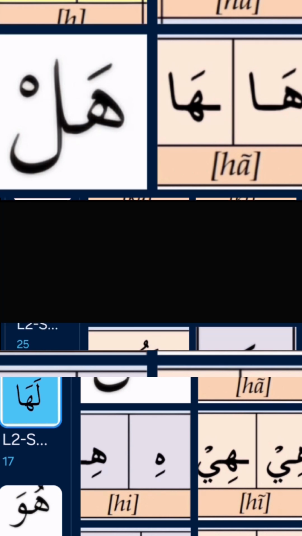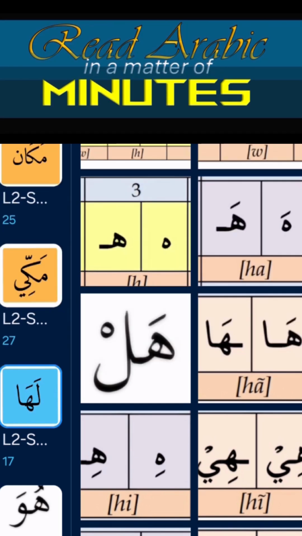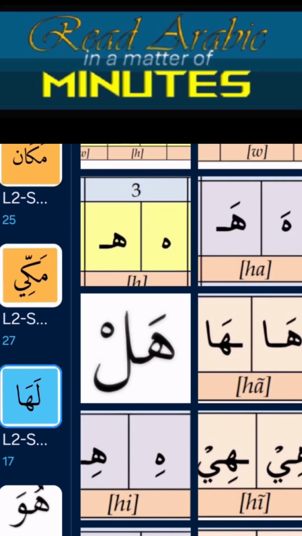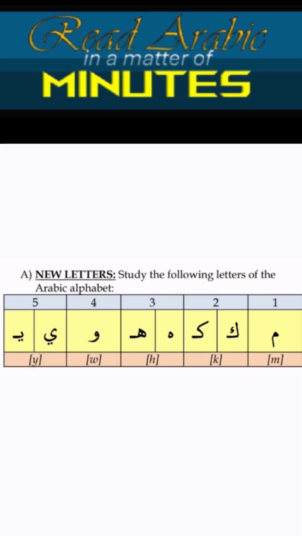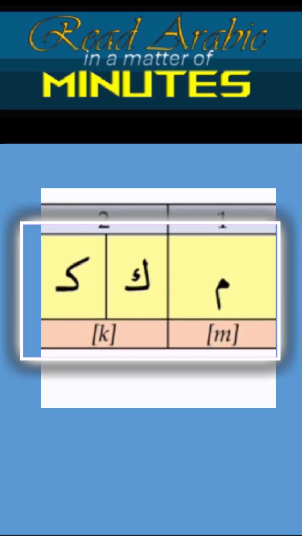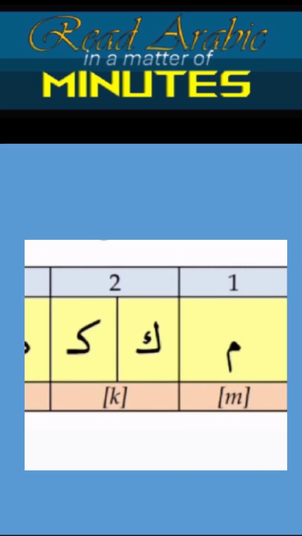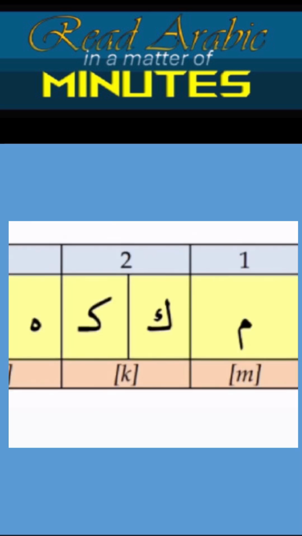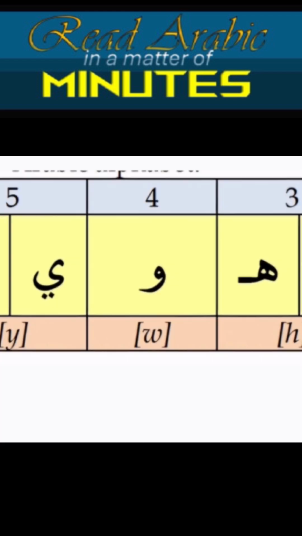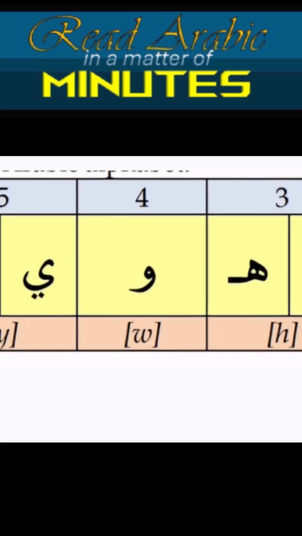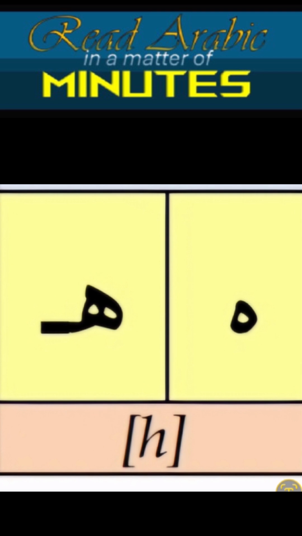Yes, welcome back with the program Read Arabic in a Matter of Minutes. And as we explained, we are dealing with the letters Mim, Kaf, Ha, Waw, and Ya. We previously dealt with the Mim and the Kaf in a number of sessions. So now we are looking at the next few letters. And first up, the H sound.